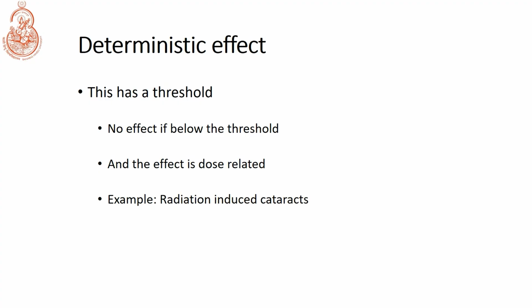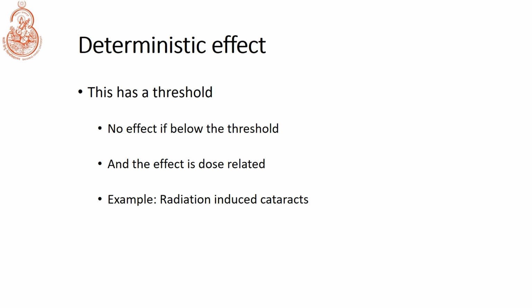When we talk about the adverse effects of radiation, they can be classified into two types. The first one is called the deterministic effect, and the second one is called the stochastic effect. The deterministic effect has a threshold, which means that there won't be any effect until it crosses that particular threshold. There is no effect if it is below the threshold, and the effect is related to the dose.